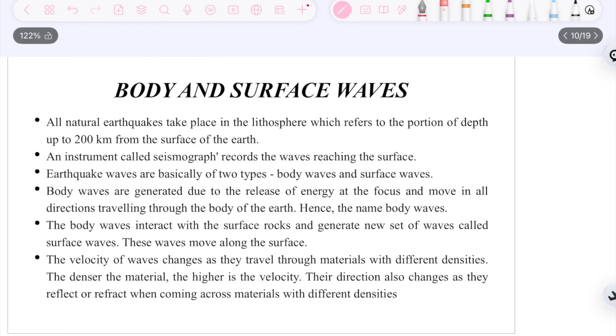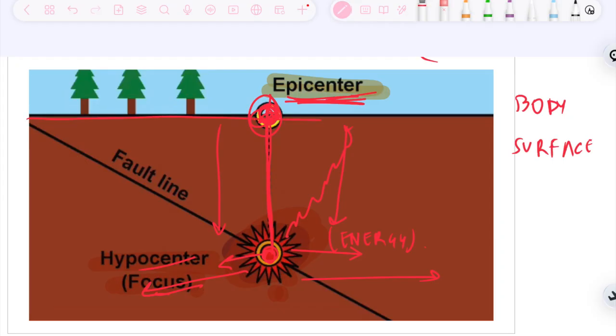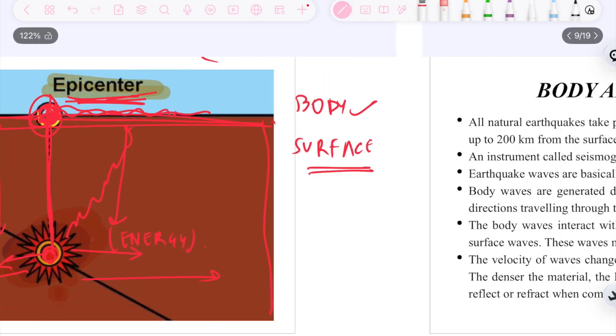Now let's study the body waves and surface waves. So the earthquake waves, when they are released from this point, can be of two types, that is body waves and surface waves. Let's first understand in simple language: when these waves are inside the interior of the earth, it is called body waves. When it reaches the surface of the earth, like when it reaches here, it is called surface waves. Simple, as the name suggests.